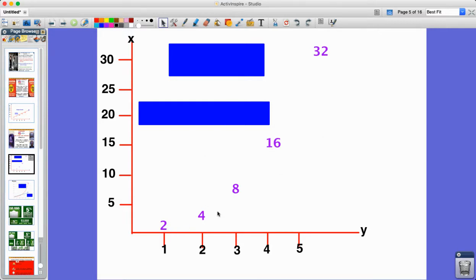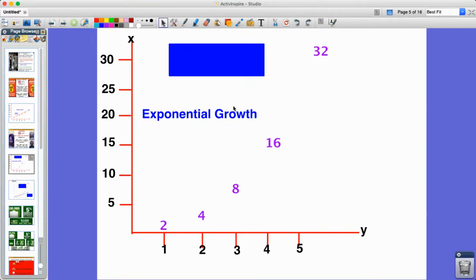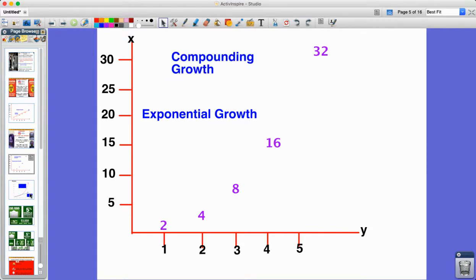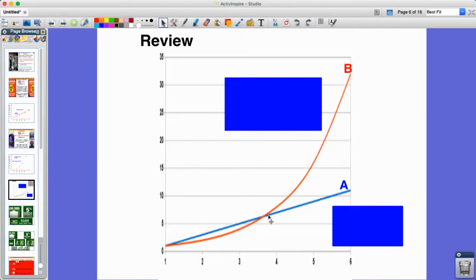You can see how that is a steeper growth, right? It started off slower than linear growth, but now it's become a steeper growth. That is called exponential growth, and I know you've heard that from math. In economics, we call that compounding growth. So let's compare the 2 graphs together.